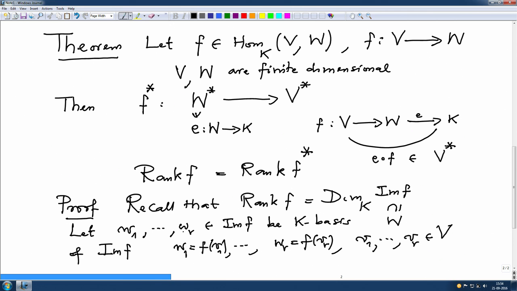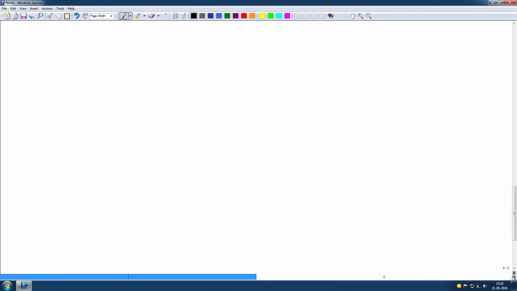And because W1 to WR is a basis, we have noted that V1 to VR are actually linearly independent, because if a linear combination is 0, apply F to that and you get a linear combination of F of V1 to F of VR, which are linearly independent because they form a basis of the image, therefore each coefficient is 0. So we have proved that V1 to VR are K linearly independent. We can complete it to a basis, and actually the complement is nothing but the kernel.